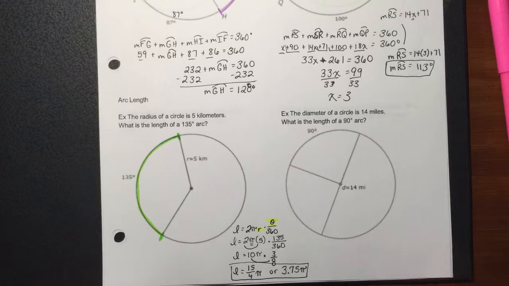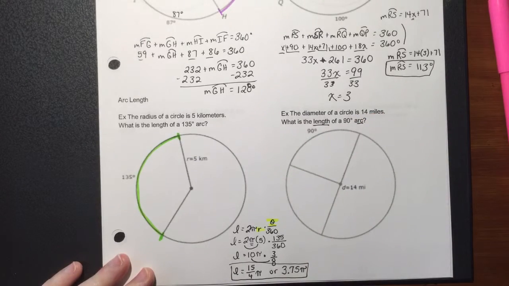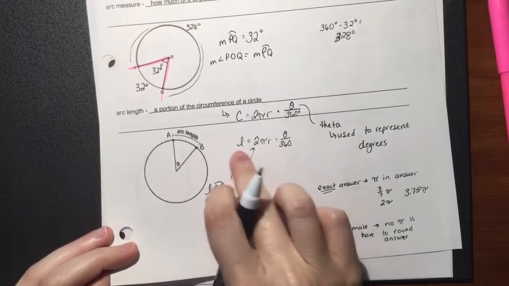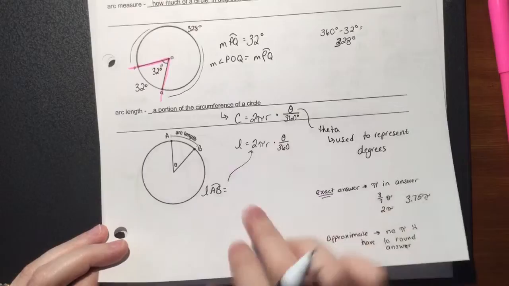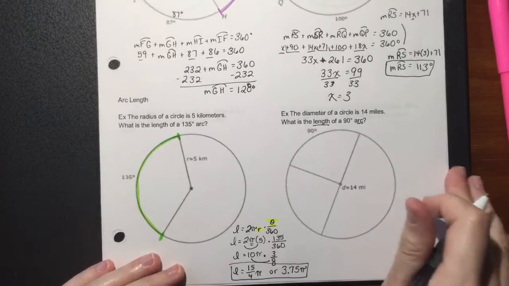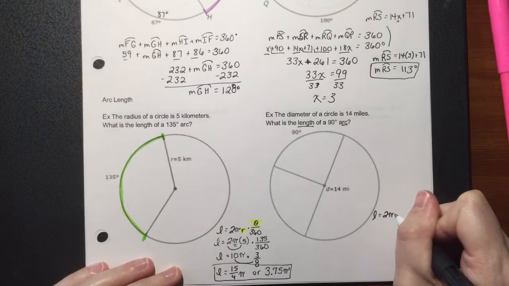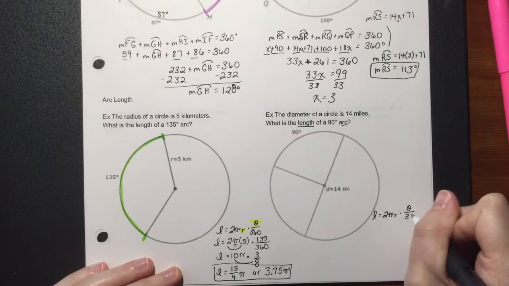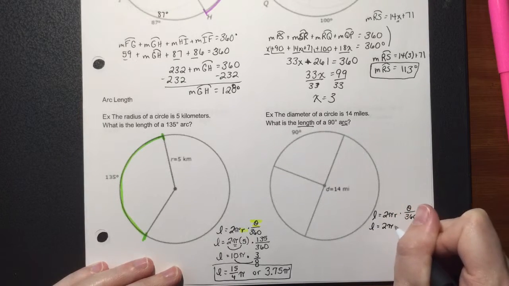So looking at the next one, doing another example. This one says the diameter of a circle is 14 miles. What is the length of a 90-degree arc? And we're looking for the length of an arc, so that's how we know we're using this formula right here. The length of an arc is going to be equal to 2 pi r times theta over 360. So if I rewrite that, length of an arc is going to be equal to 2 pi r times theta over 360.